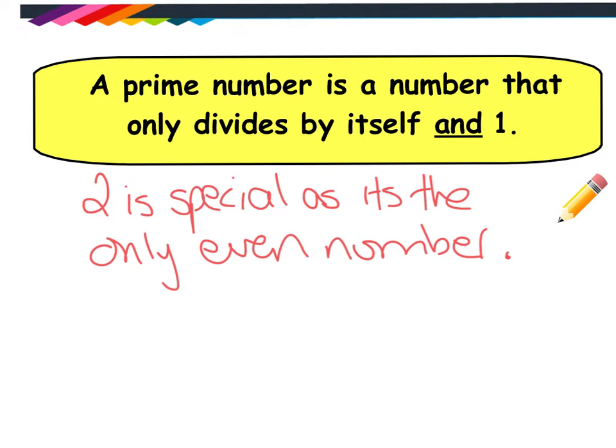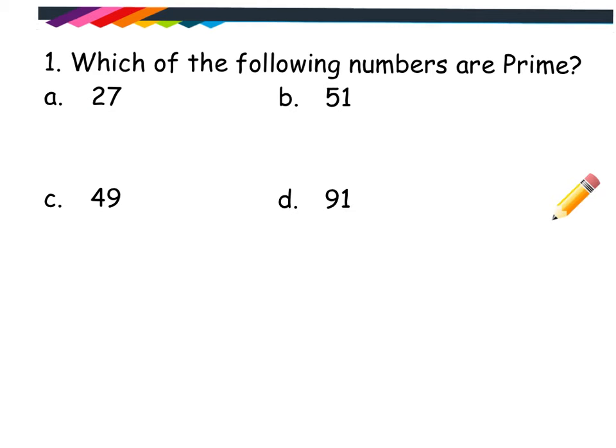So let's have a wee look. Which of these following numbers are prime? By listing the factors, you can decide which are not prime. 27 divides by 1 and 27, and 3 and 9, so it's not prime. Number 51 divides by 1 and 51. Does it divide by anything else?